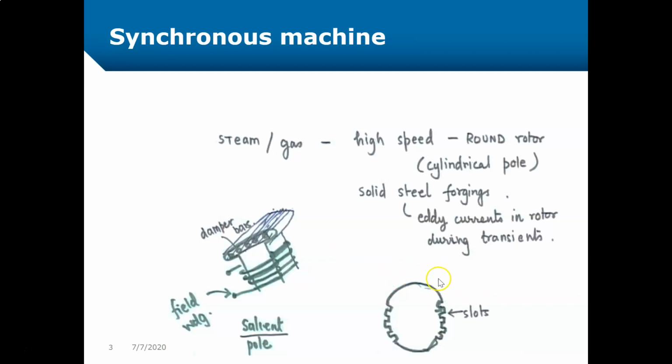On a cylindrical rotor, the field winding is housed in slots, as I try to show here. The slots have wedges, which are not very clear on this, but they keep the windings in place. So the field winding is placed basically in the slot in the cylindrical pole machine.